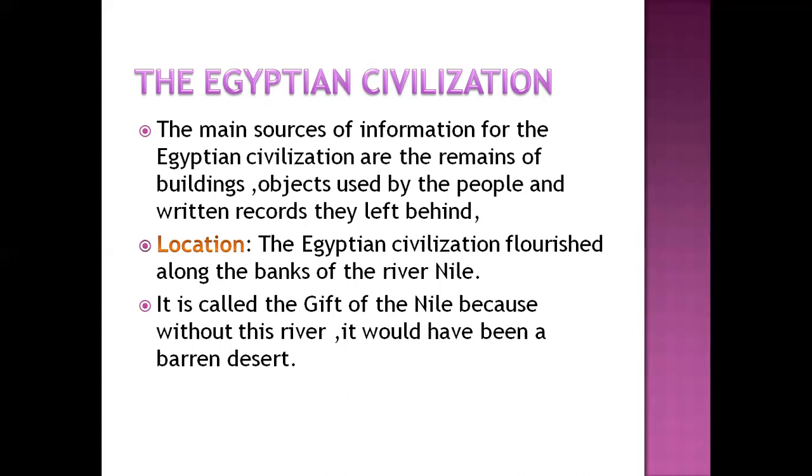So, the first thing is location. The Egyptian civilization flourished on the bank of the river Nile. It is the gift of the Nile, because without this river, it would have been a barren desert. The river made Egypt fertile and provided enough water for crops.